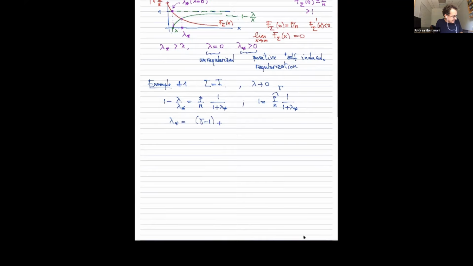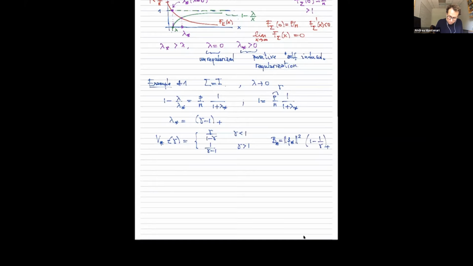And then with this you can compute the formula for the variance and the bias. The variance is a function just of gamma in this case, so with abuse of notation it is gamma over 1 minus gamma for gamma less than 1 and 1 over gamma minus 1 for gamma bigger than 1. And the bias is, of course, in this case, only dependent on the norm of the signal. Okay, so what does this look like?